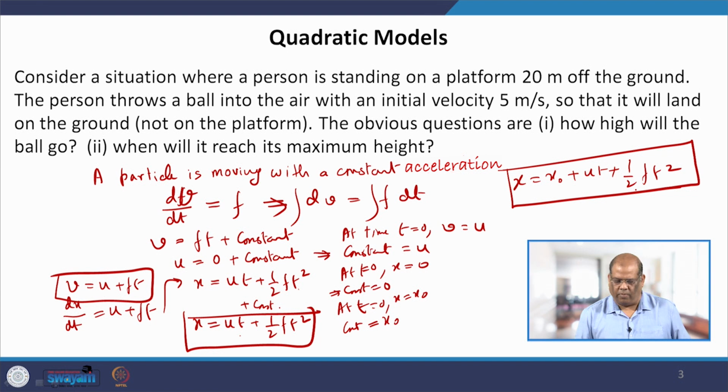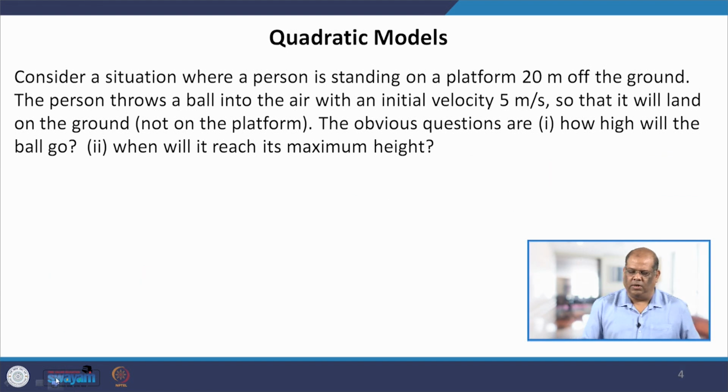Now, let us come to the problem. You have a person standing on a platform which is 20 meters off the ground. The person throws the ball in the air with some initial velocity of 5 meters per second, so that it lands on the ground and not on the platform. Basically, the person is standing on this platform, throws the ball, and it goes down to the ground.